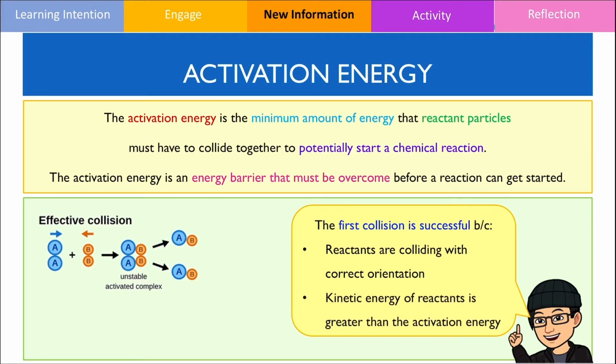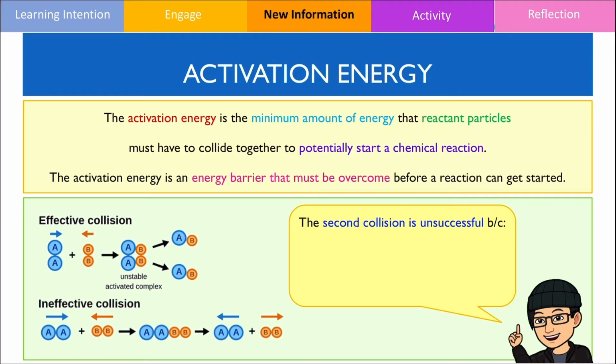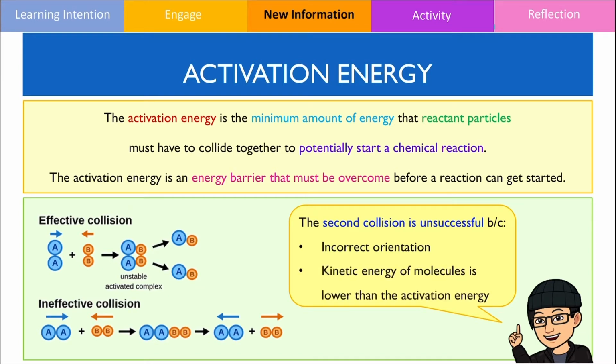On the other hand, the second collision does not result in a chemical reaction because A, the orientation is incorrect when the particles are colliding with one another, but also another reason could be that the energy of the collision is lower than the activation energy, hence no products are formed.